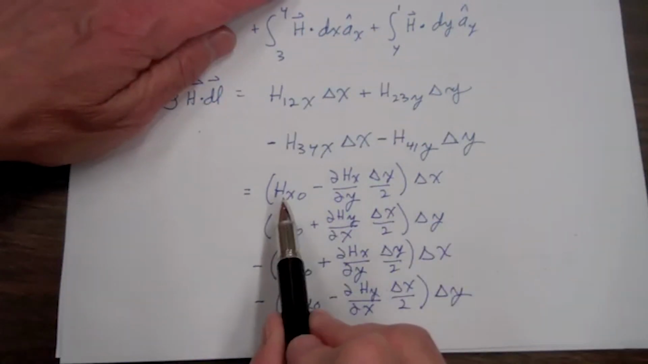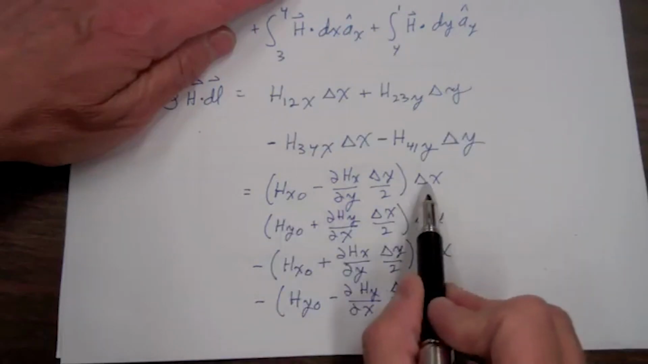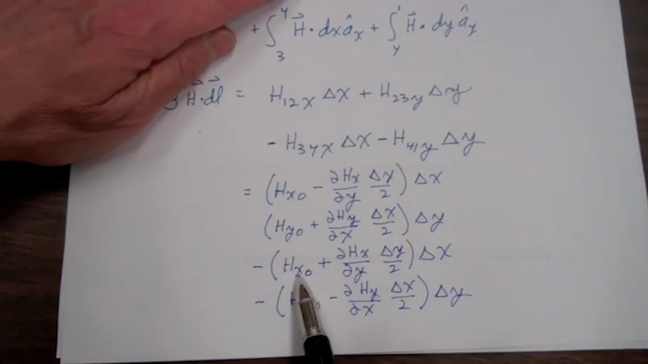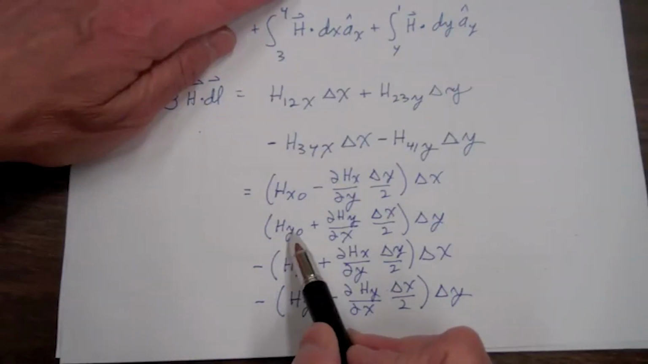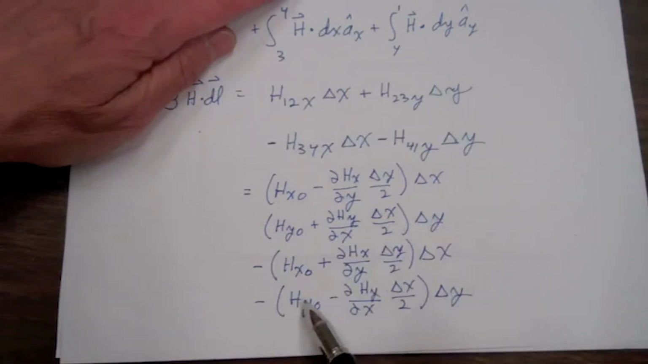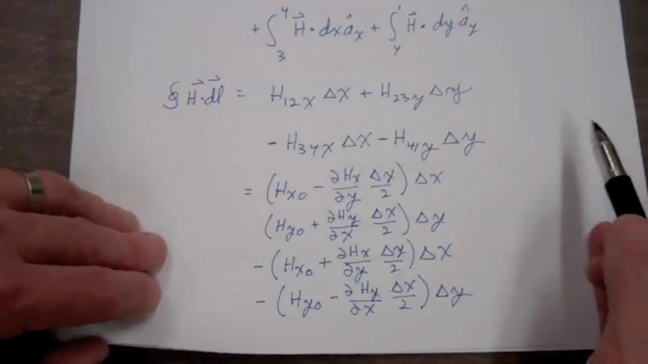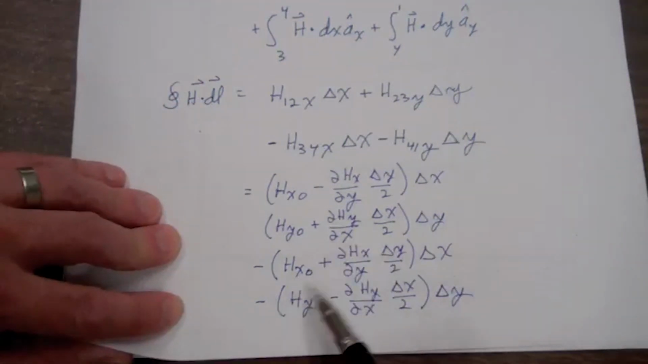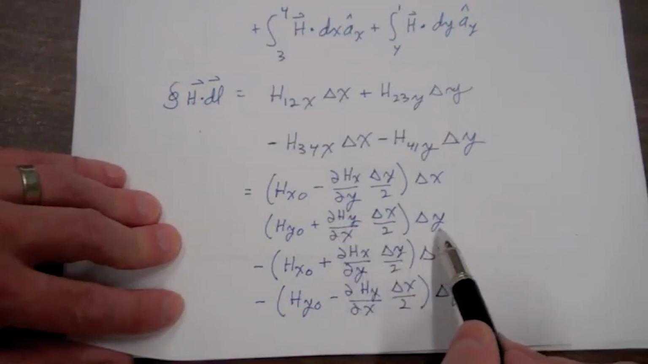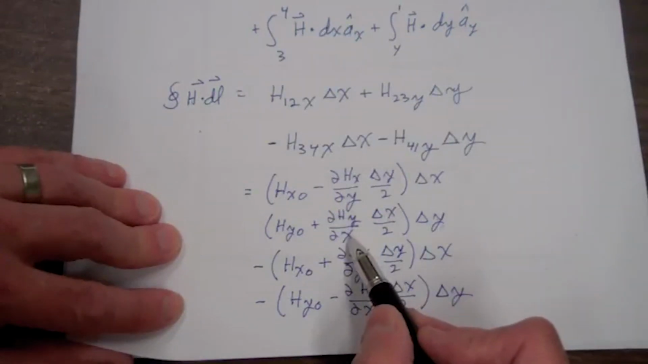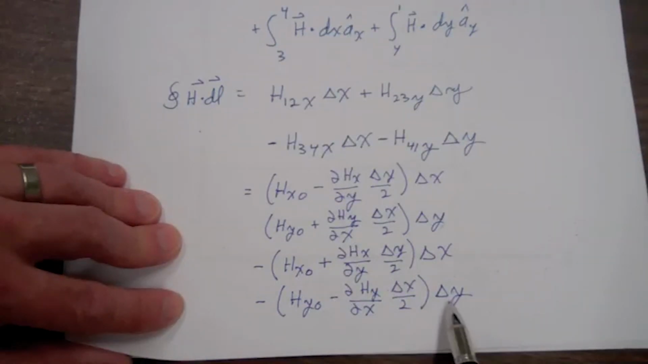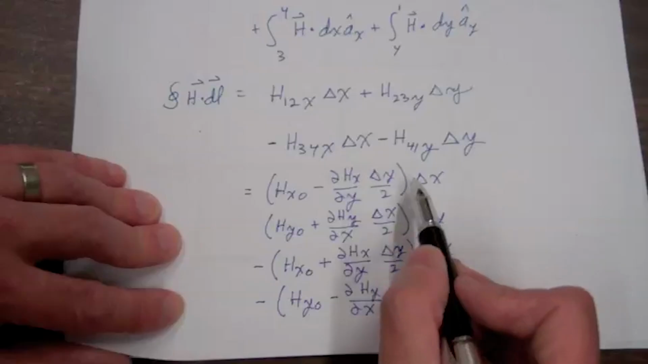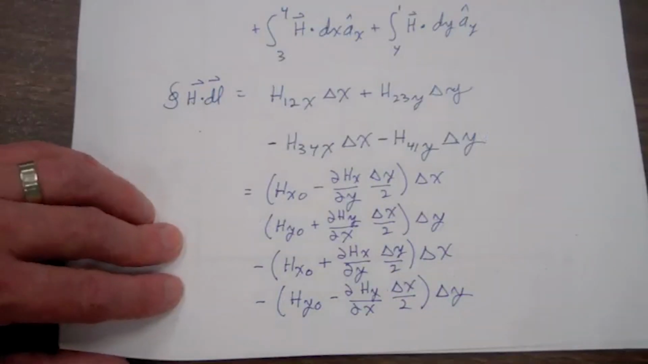Now looking at this, we have an h sub x 0 times delta x and a minus h sub x 0 times delta x, which will sum to 0. We have an h sub y 0 delta y and a minus h sub y 0 delta y, so those will sum to 0. And we have these two terms, partial of h sub y with respect to x delta y over 2, and the same here, so those will add, and the same for these two terms. So let me go ahead and do that.